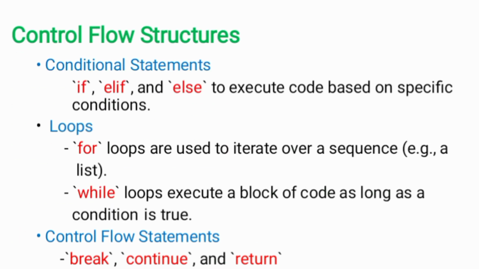Python provides various control flow structures. First, conditional statements. These include if, elif and else to execute code based on specific conditions. Next, loops. It is of two types, for loop and while loop. For loops are used to iterate over a sequence, say for example list. Then while loops execute a block of code as long as a condition is true. Next, control flow statements. Python has statements like break, continue and return that influence the flow of the program.